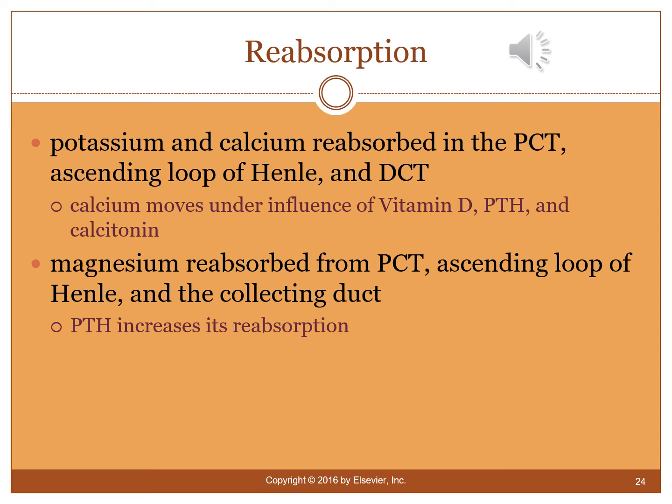The potassium and calcium are reabsorbed in the proximal convoluted tubule, the ascending loop of Henle, and the distal convoluted tubule. Calcium moves under the influence of vitamin D, the parathyroid hormone, and calcitonin. Magnesium is reabsorbed from the proximal convoluted tubule, the ascending loop of Henle, and the collecting duct. And it also is increased in reabsorption by the parathyroid hormone.